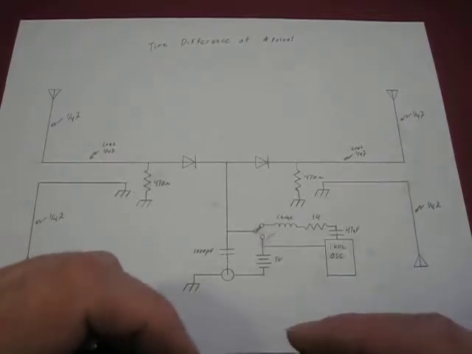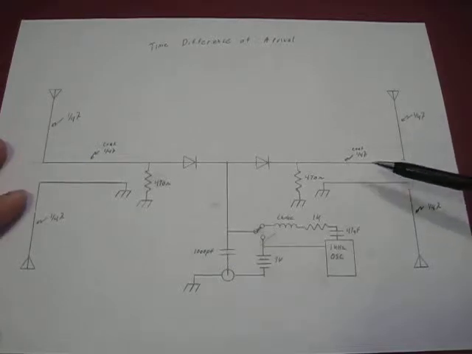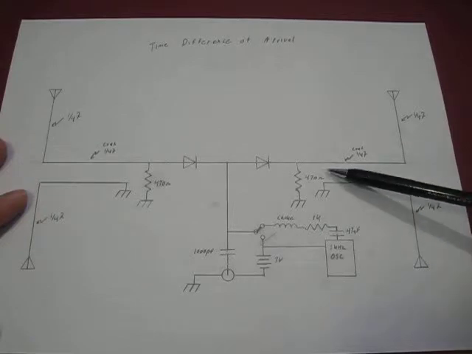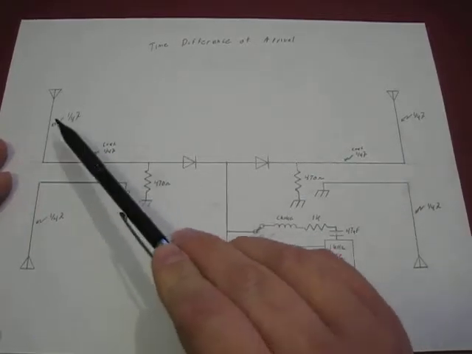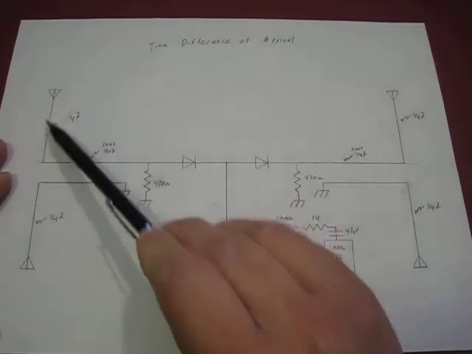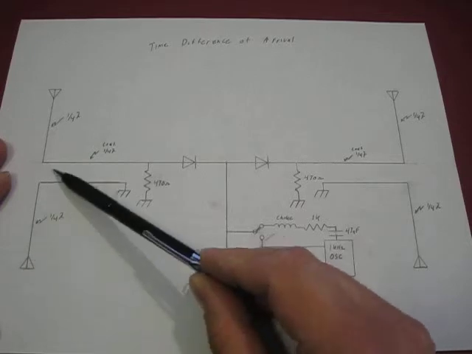Basically, you have four elements. You have your what I call hot element and a ground element. These are quarter wavelength for whatever frequency you're trying to receive, and also there's a coax here that has to also be quarter wavelength. Same for the other side. You have a quarter wavelength hot antenna and a quarter wavelength ground. Same thing with the coax.